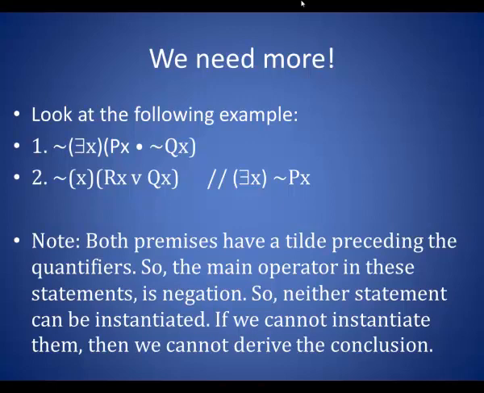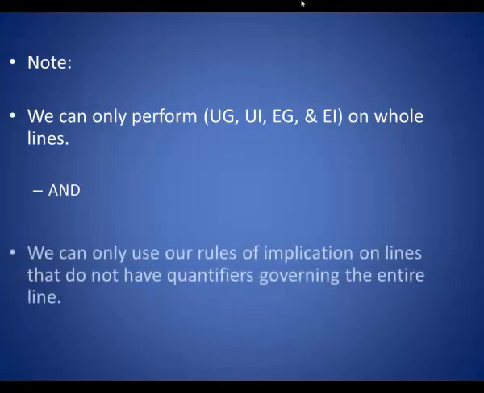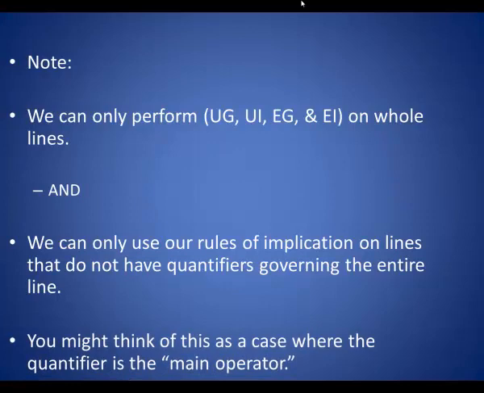Remember, I can only instantiate lines that are governed by the universal quantifier. But in this case, since the negation is my main operator, it's not the case that my quantifiers are governing the entire line. So I'm not allowed to use my instantiation rules on these types of statements. So, take note. We can only perform UG, UI, EG, and EI on whole lines. And we can only use our rules of implication on lines that do not have quantifiers governing the entire line. So you might think of this as a case where the quantifier is the main operator.